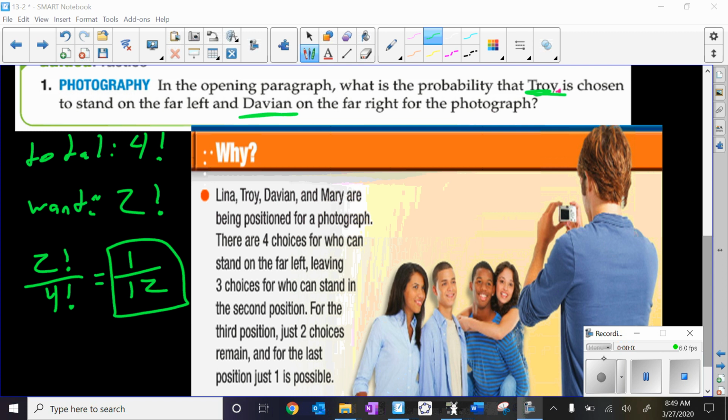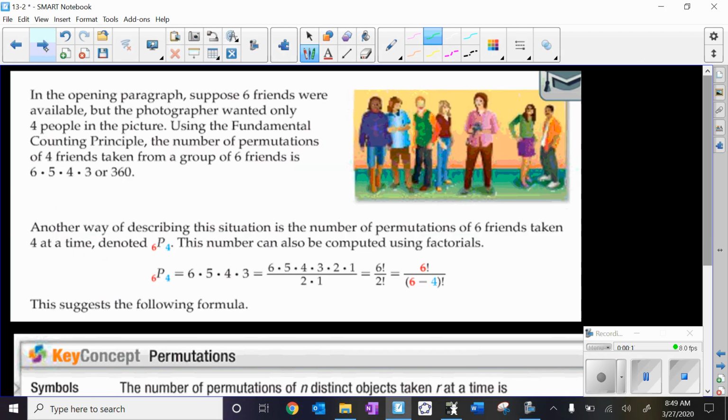Okay, now we're going to go off of this example again, where we were dealing with the 4 friends in a photograph, and apply it to a little bit different scenario, but kind of the same thing at the same time. It just tweaks it a little bit. So now I want you to think of, you have 6 people, but you only want to take 4 of them. Okay, that's going to change up how we would actually solve that problem.